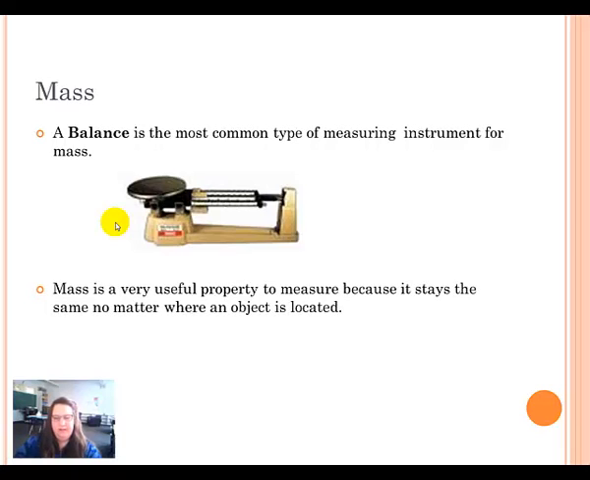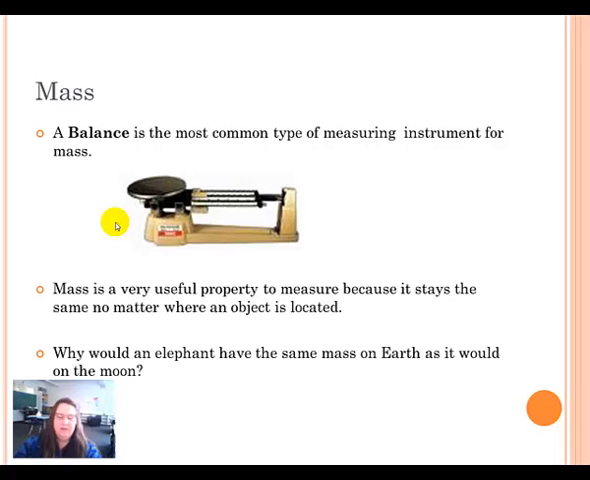Mass is used to measure objects because it always stays the same no matter where it's located. So an elephant would have the same mass on Earth as on the moon because it has the same amount of matter on Earth as it would have on the moon. The matter doesn't change.